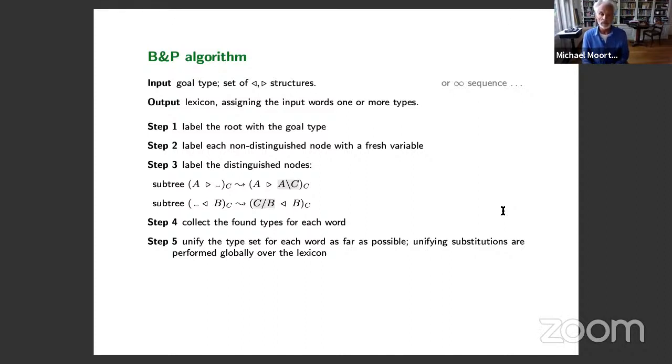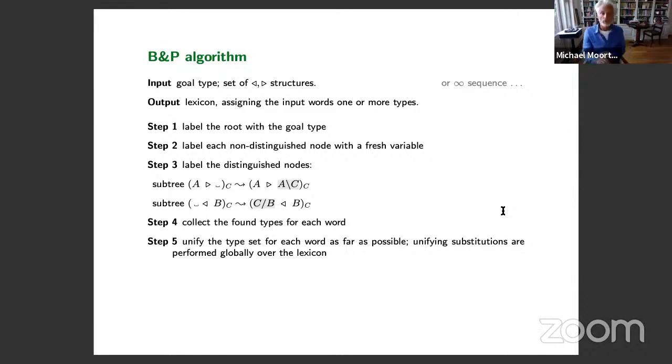Step 3, the only nodes that don't have a label at that point are the distinguished nodes. And you type them in such a way that for each of the subtrees now you have the label for the root, the C in this case here, and you have the label for the non-distinguished daughter. So you can simply, by residuation, if you wish, fill in then the missing label for the distinguished daughter, which will be A under C or C over B, depending on whether it's the left or the right factor of a product.